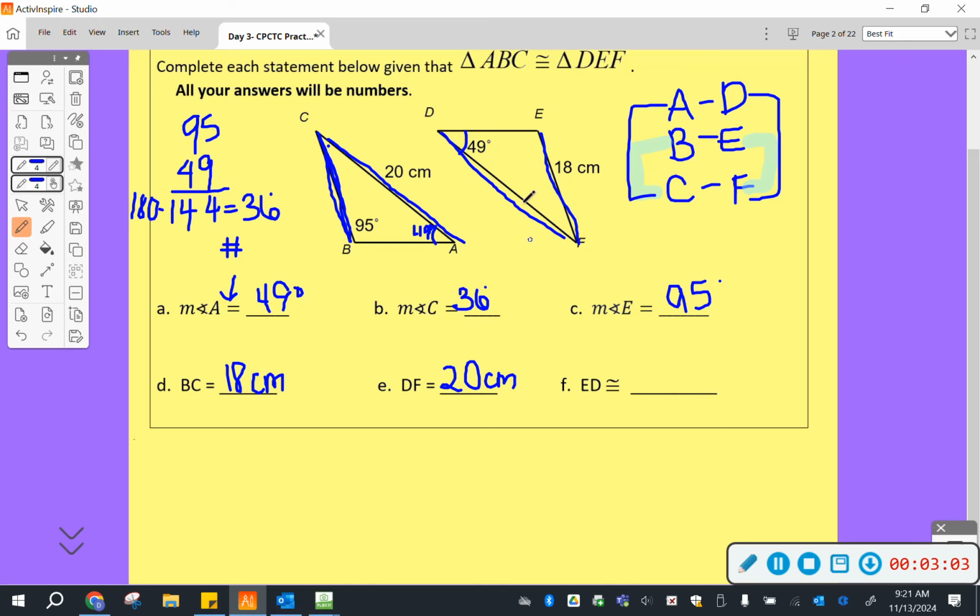All right, last but not least, ED. What's different about this? It has a congruent sign. What does that congruent sign mean? And can y'all put a little line above it? It should have a line above it. ED matches with what? I have ED right here. It matches with BA. And make sure, again, you have a line above that.